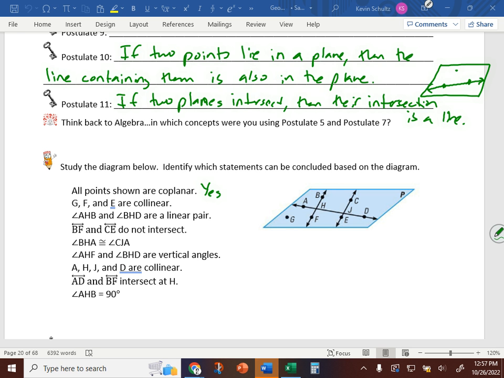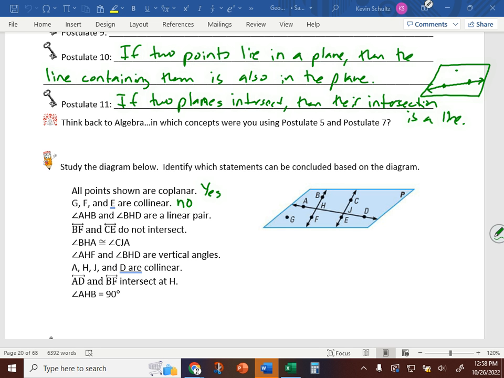G, F, and E are collinear. They could be, right? But is there deductive reasoning? Is there evidence? Is there factual information they are collinear? No. And why can't we definitively conclude they are collinear? They look like it, but one of them could be a little bit off. Maybe it's not drawn to scale. There's no line connecting them. If there was a line connecting them, then yes, we could conclude that. But because there's no line connecting them, we cannot conclude that they are collinear.